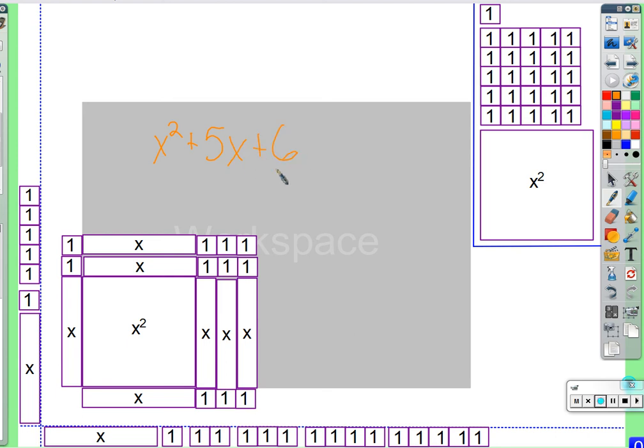Okay. So what we've seen just now is how we would multiply x plus 2 by x plus 3. We took the x times the x, and x times x is x squared. Here we took the x times the 3 and got 3x. Now we move on to the 2. 2 times x is 2x. And 2 times 3 is 6. x squared plus 5x plus 6.